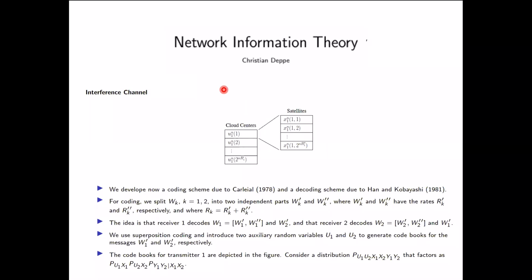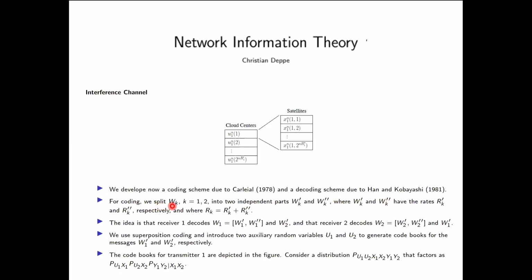Okay, for the achievability proof of the interference channel, we need again superposition coding. So we again have cloud centers and we have satellites. The coding scheme was developed by Carleial in 1978. The decoding scheme is due to Han and Kobayashi. So for the coding, there's a new idea now.